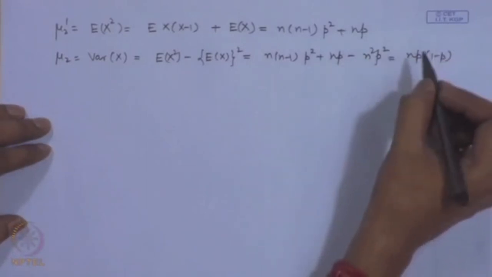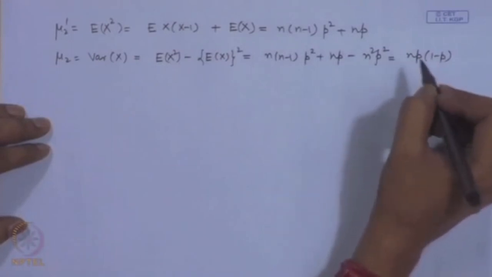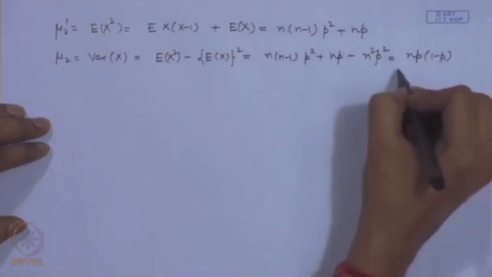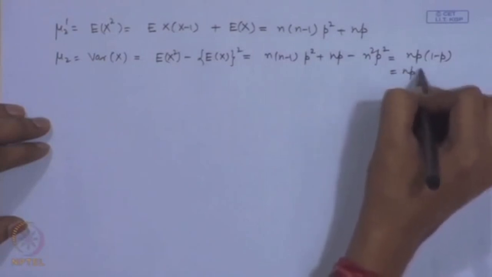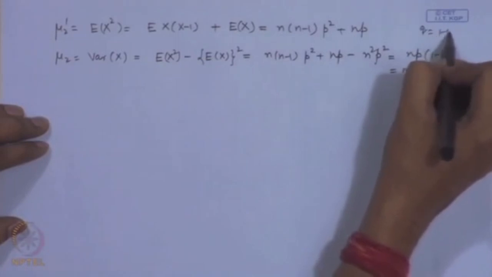In most practical applications, we use the notation 1 minus p is equal to q. So, this is also written as n p q, where q is defined as 1 minus p.